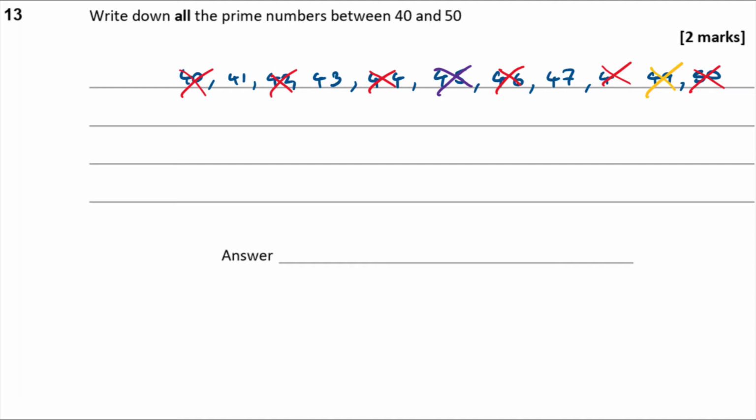10s, 11s, 44 we've already done. 12, 13, 13, 26, 52, that's too big. 14, nope. 15, nope. 16, 17, 17, 34, 51, nope. 19, 19, 38, no, that's going to be gone as well. 20, I think we've got them all, haven't we? Okay, so there we go. I think that's all the multiples all done. So what have we got left? We have got 41, 43, and 47.